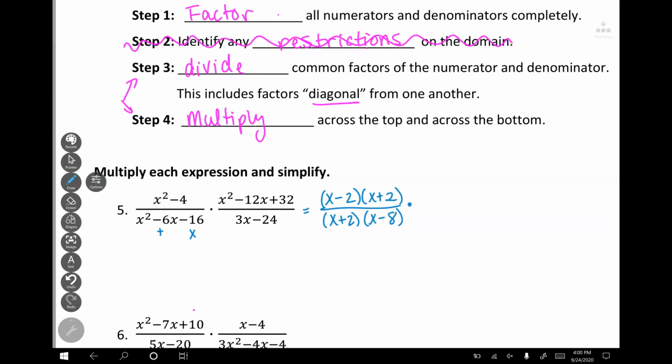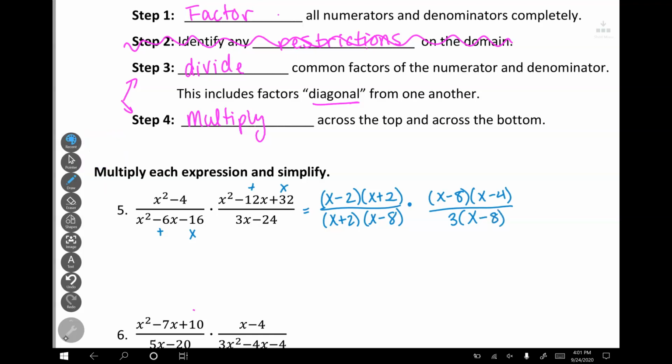Okay, my second numerator, two numbers that add to -12 and multiply to 32. So that's going to be -8 and -4. So this one should factor into x minus 8 times x minus 4. And finally, this one just has a GCF of 3, leaving us with x minus 8.